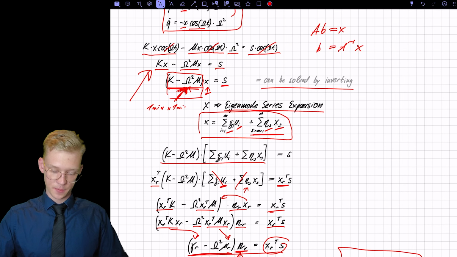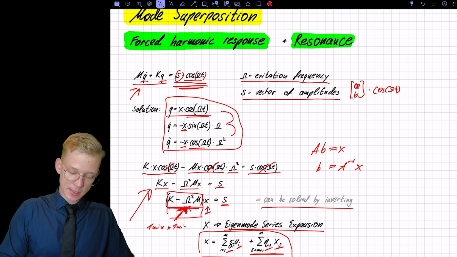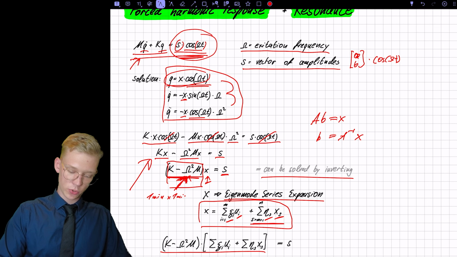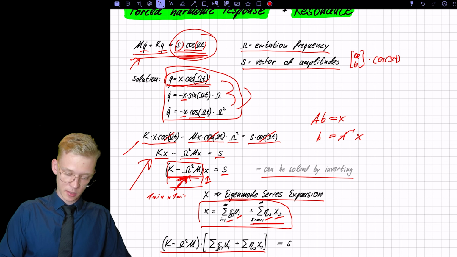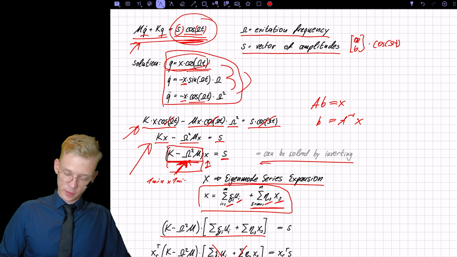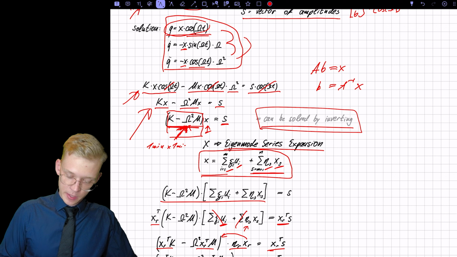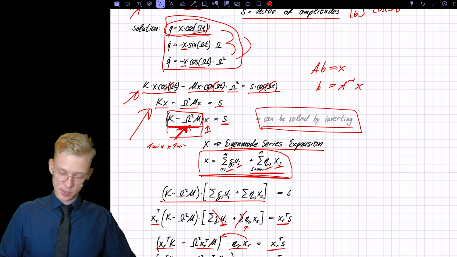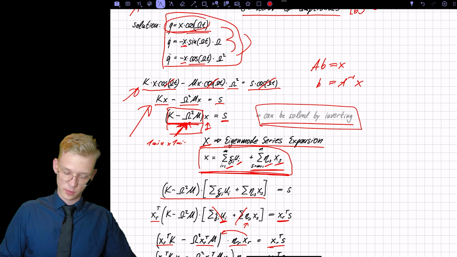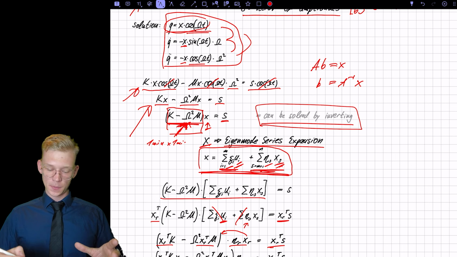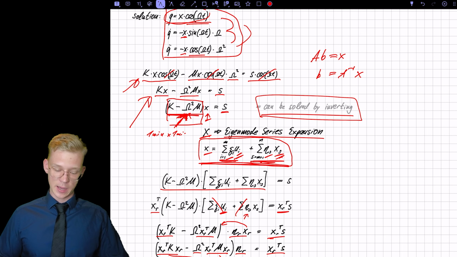Let's summarize the whole thing again, because this is very important. We had a system and we have an excitation. Then we propose a solution, derive it twice, and insert it into our equation. We could solve that system by inverting, but we don't want to because it's very complicated. Then we have the expansion of our eigenmode series. So we have the solution and we can expand it with those rigid body modes and elastic body modes, because they form a basis that can be used to describe this X.